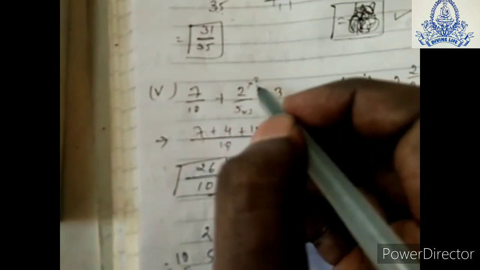2 5s are 10. So LCM is 10. In 10's table 10 is coming, so the same 7 we will take, plus in 5's table 10 is coming at 2. 5 2s are 10. In the same way this 2 will be multiplied, 2 2s are 4. In 2's table 10 is coming at 5. 2 5s are 10. The same 5 you have to multiply, 5 3s are 15.